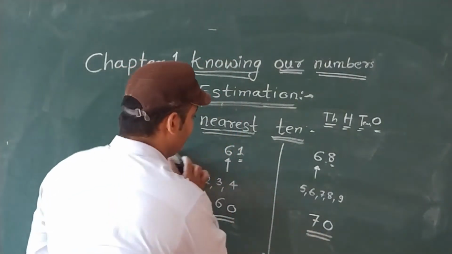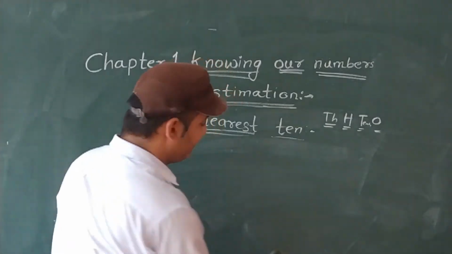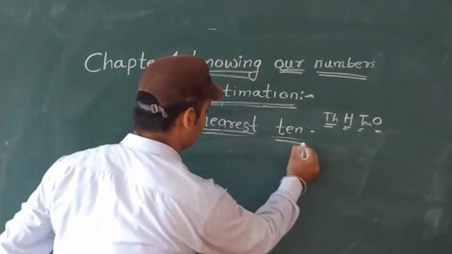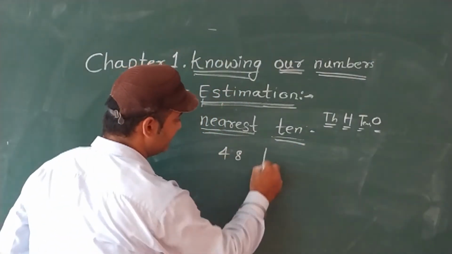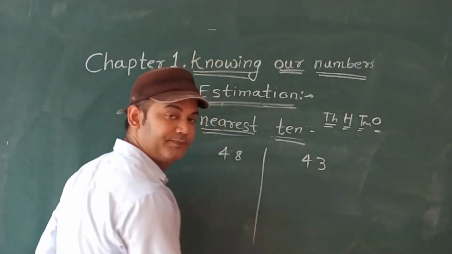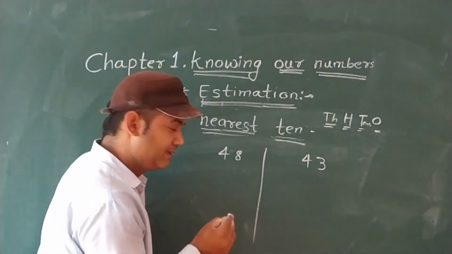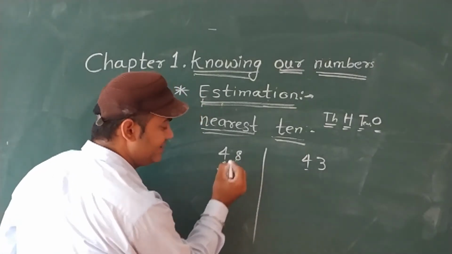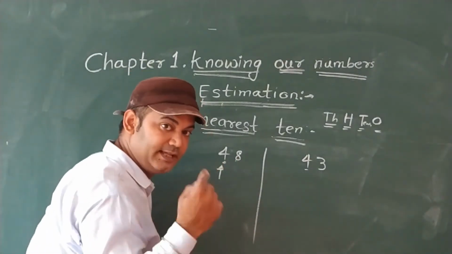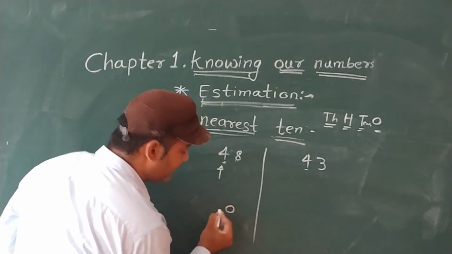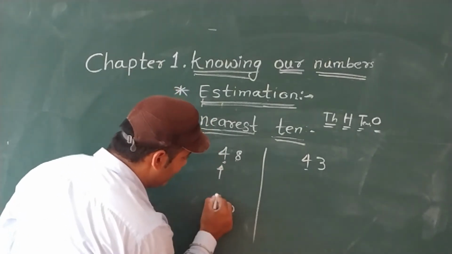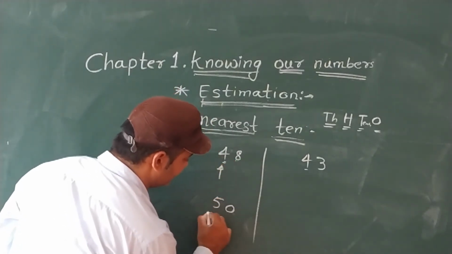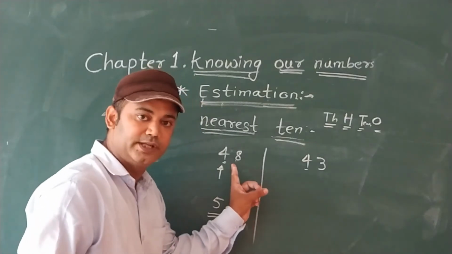लेट्स सी वन मोर एग्जांपल टू क्लियरिफाई योर डाउट्स. 48, 43. फाइंड आउट नियरेस्ट 10. नियरेस्ट 10 पे कौन सा वैल्यू है? 4. सो मार्क इट दिस. नेक्स्ट डिजिट इज 8. So make it a 0 and increase the value by 1. 4 becomes 5. So 50 is nearest 10 to 48.